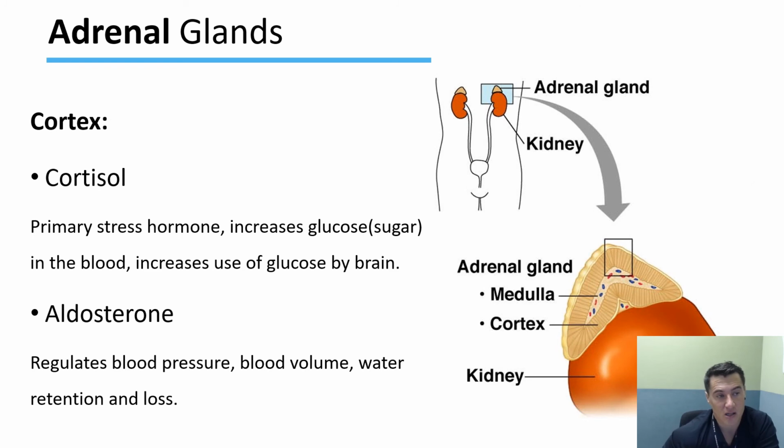And then we have the cortex, which is the outside. So primary stress hormone increases glucose into our blood, increases the use of glucose by the brain. That's the one that helps us wake up. And then aldosterone helps regulate blood pressure, blood volume, water retention, and water loss. And we'll talk about aldosterone next week when we look at the kidneys and the urinary system.